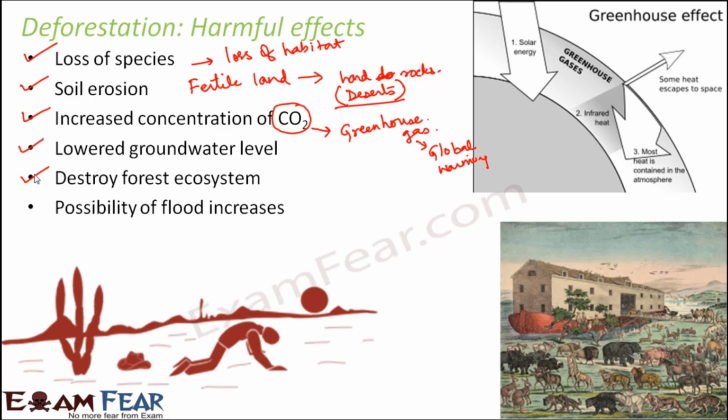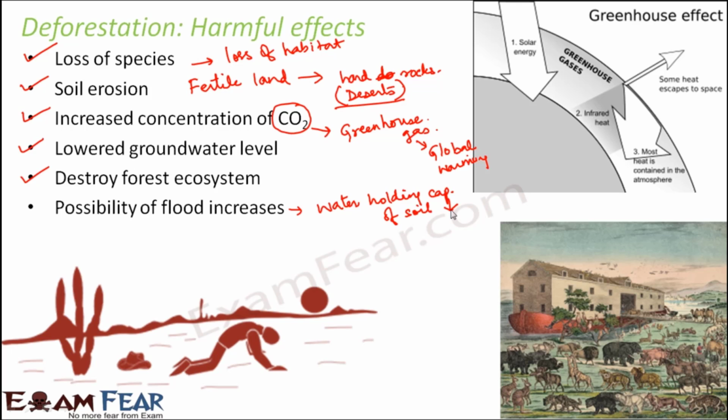Possibility of flood increases. Why? Because when plants are present, the roots of the plants hold the soil tightly, and because of this, the water holding capacity of the soil is also more. Now, when there are no plants, the soil is left loose. So the soil gets easily carried away by water, and also the water holding capacity of the soil reduces. So water holding capacity of soil decreases.